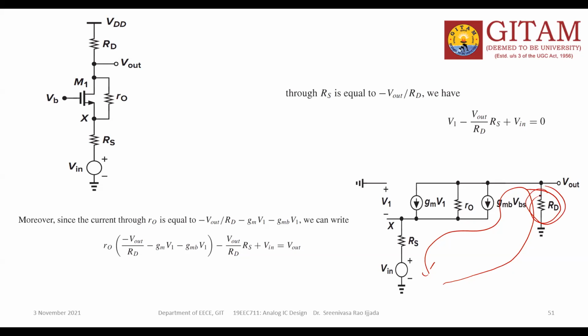V out by R minus I into R. Simple. This is the drop. You should give some answers. Okay, sir.